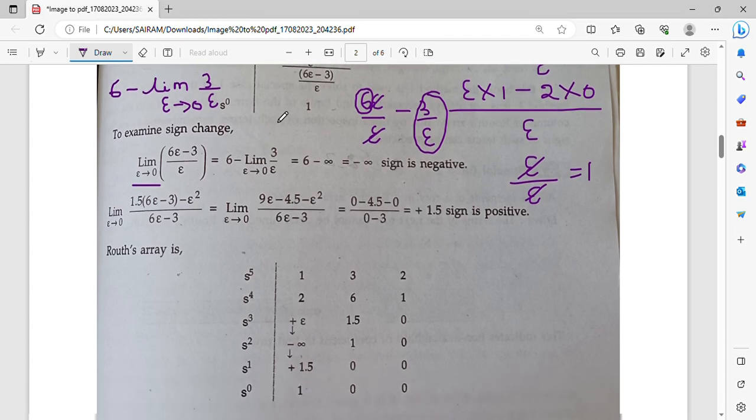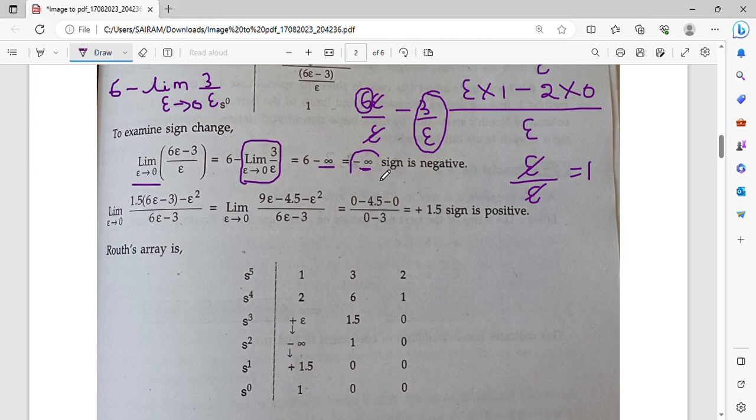Now what happens for the limit of e tends to 0 of 3 by e? It becomes equal to infinity. Because what is 3 by 0? Limit of e tends to 0 means you substitute 0 for e. When you substitute 0 at this place, what is 3 by 0? It is nothing but infinity. So that is why this is infinity. That is 6 minus infinity, which is equal to minus infinity. So the sign is negative.